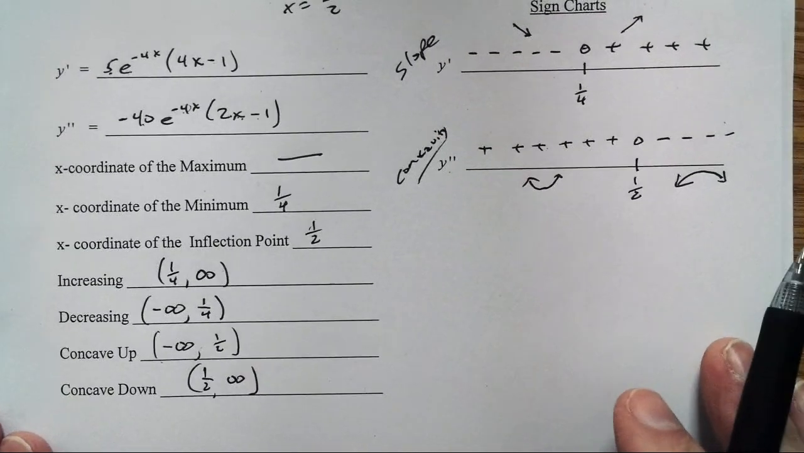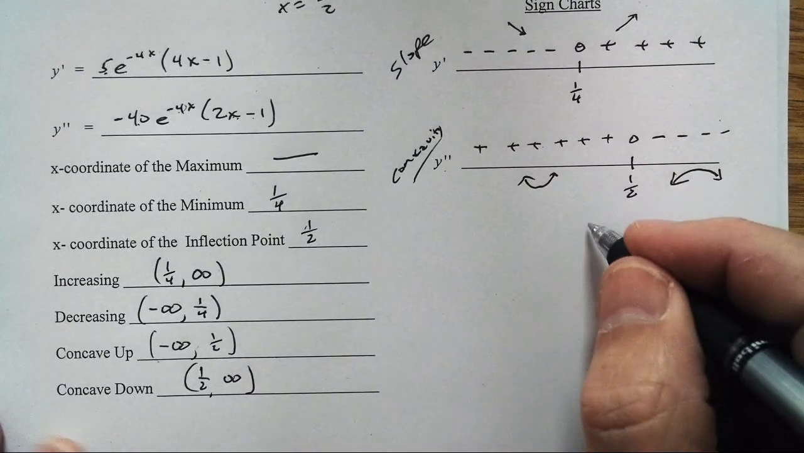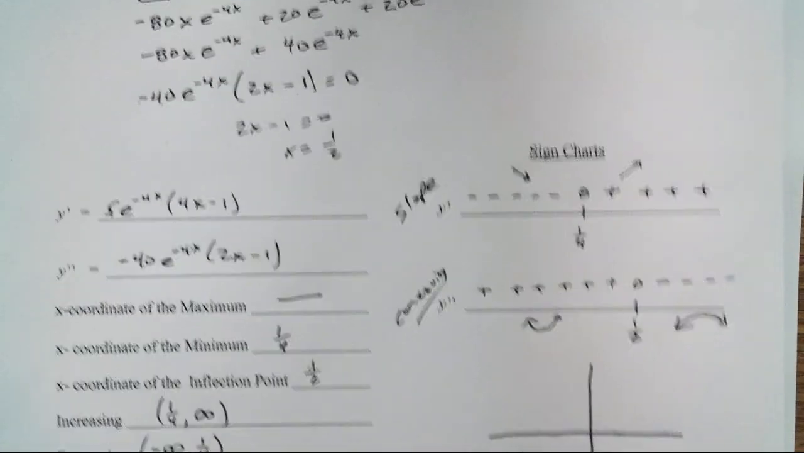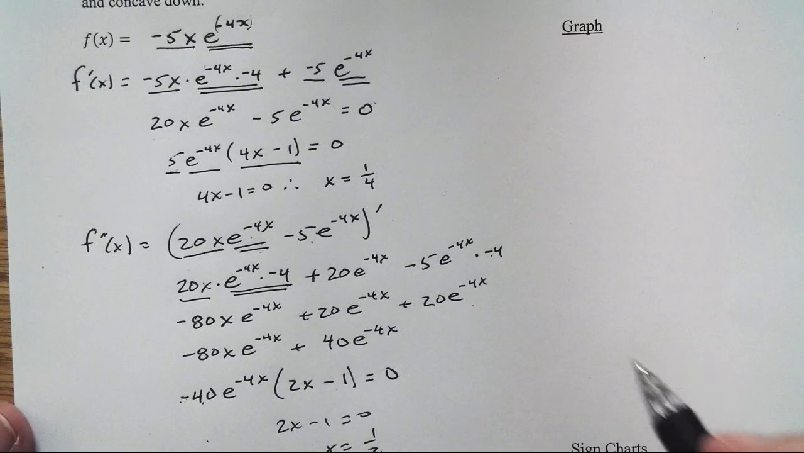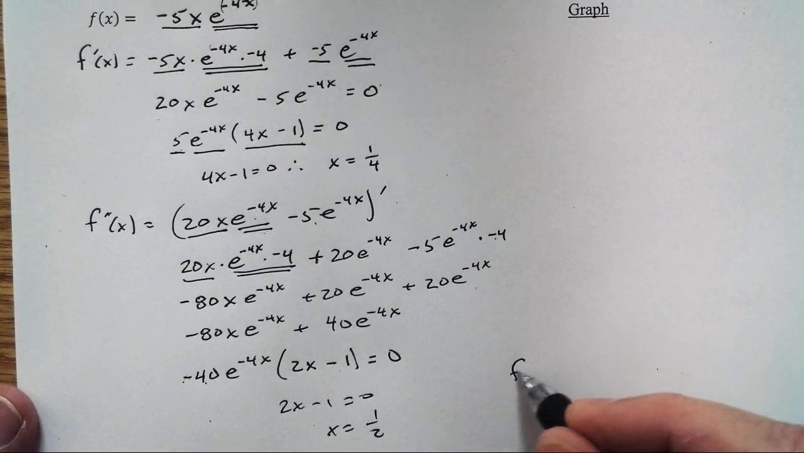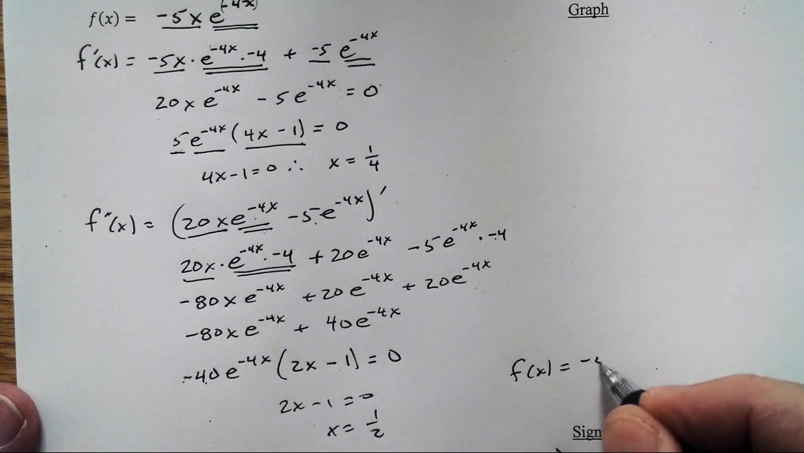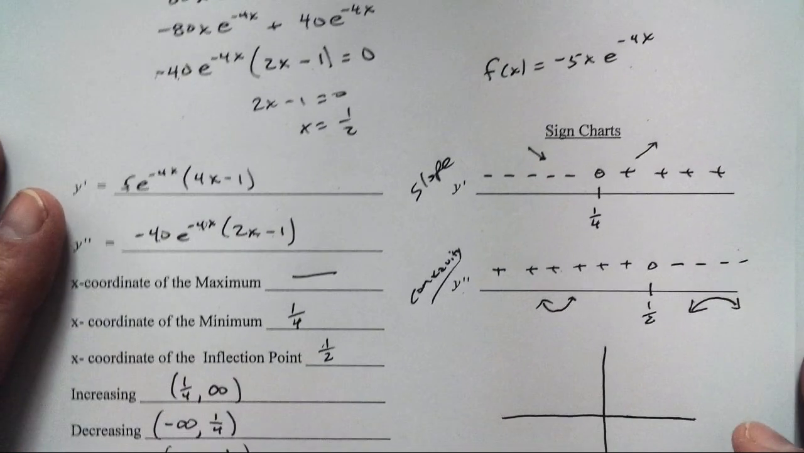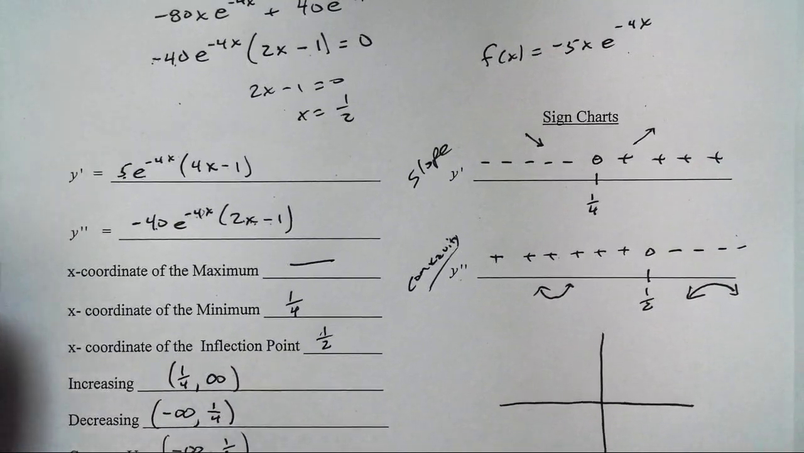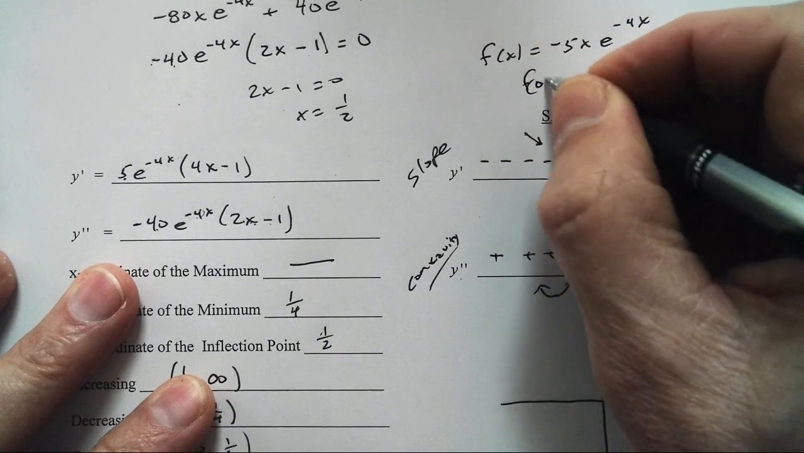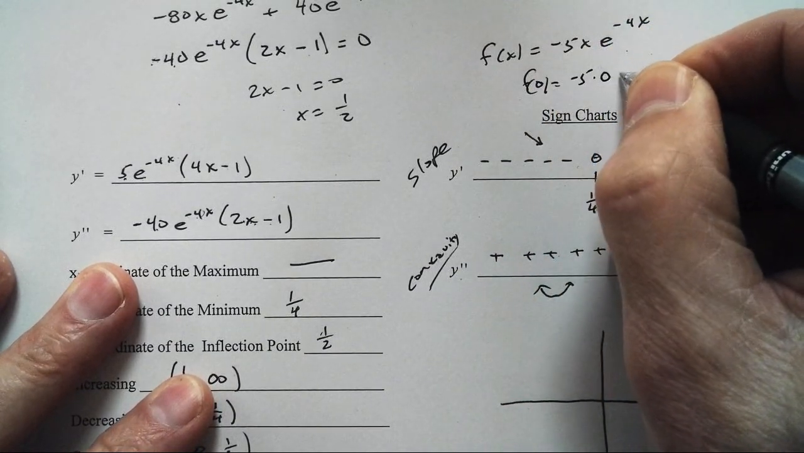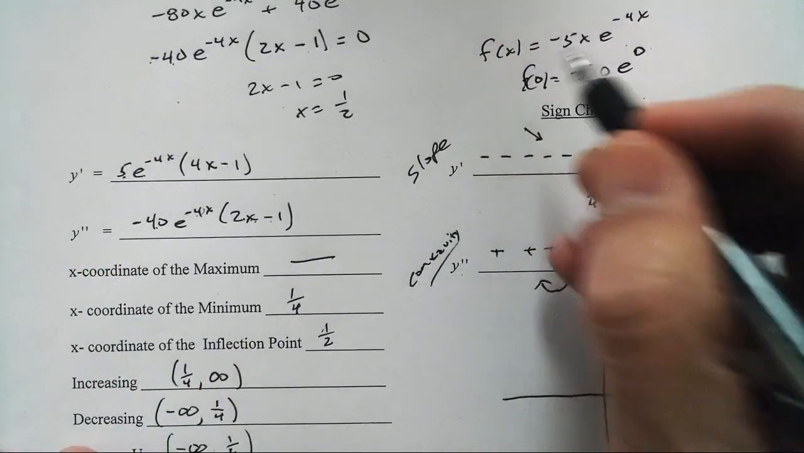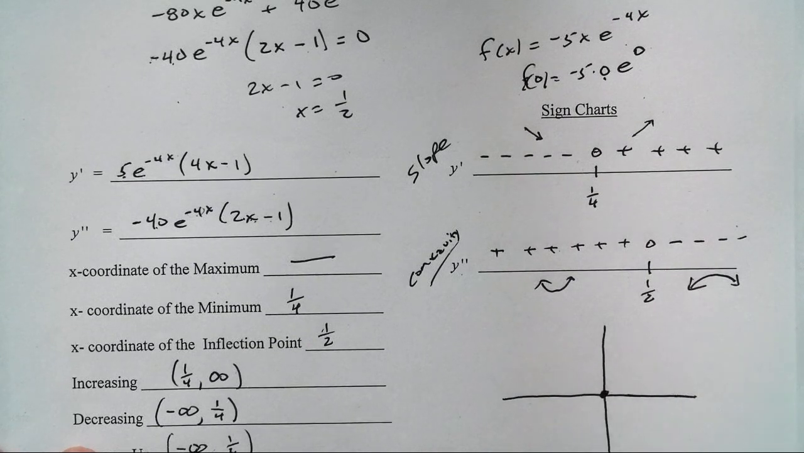I'm going to build it down here where we have a lot of information, but we're going to get some stuff from up above. So to build the graph, maybe the first thing I would do is look at our original function. F of x equals negative 5x e to the negative 4x. I would get the point by finding f of 0. F of 0 equals negative 5 times 0 times e to the negative 4 times 0, but since we're times 0 here, f of 0 is 0. We got a point right here.